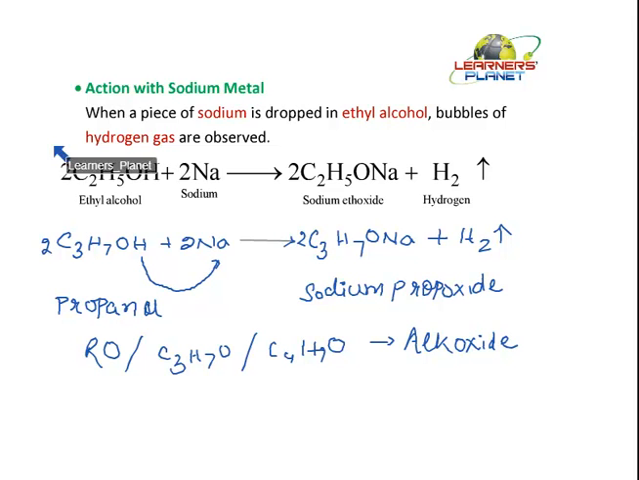So when an alcohol reacts with sodium metal, what are the products formed? They are the ethoxides or the metal alkoxides and the hydrogen gas evolved. Now what you have to do is remember that hydrogen gas is evolved here. This is a frequently asked question.